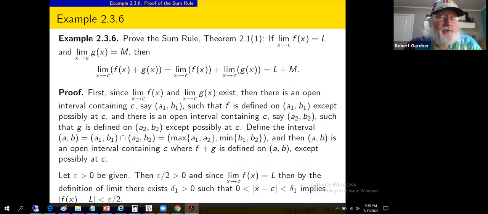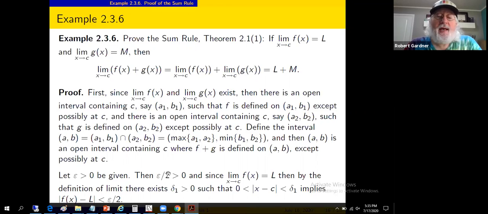Okay, they've told us two limits exist. So that means they've guaranteed the existence of two deltas, one for the f function and one for the g function. I want to consider the positive number epsilon over 2. If epsilon's greater than 0, then epsilon over 2 is greater than 0 too, ain't it? And the reason we're cutting it in half is we're going to add two things together. So that's why we're looking at epsilon over 2 at this stage. It'll be more apparent when we do the computations.